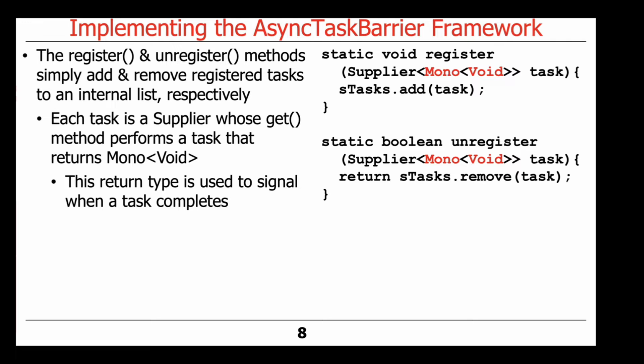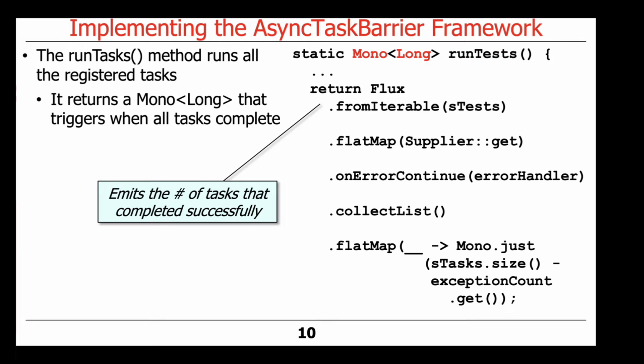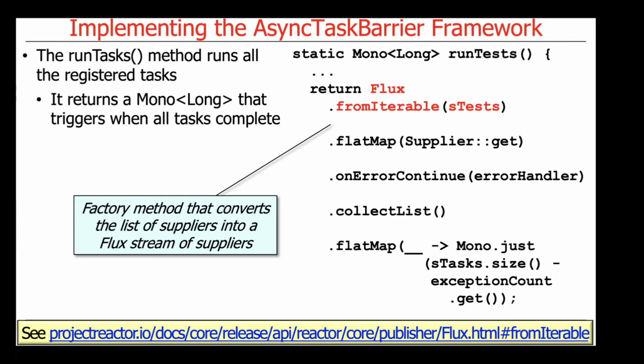And the return type is a Mono<Void>, and that's what's indicating that we're finished when the test is done. The magic in this particular class is in the runTasks method, and this is really super cool. So runTasks returns a Mono<Long> that triggers when all the tasks complete. And as you can see here, what it does is it takes the list of tasks and it turns them into a Flux. So we have a Flux of the tasks to run.